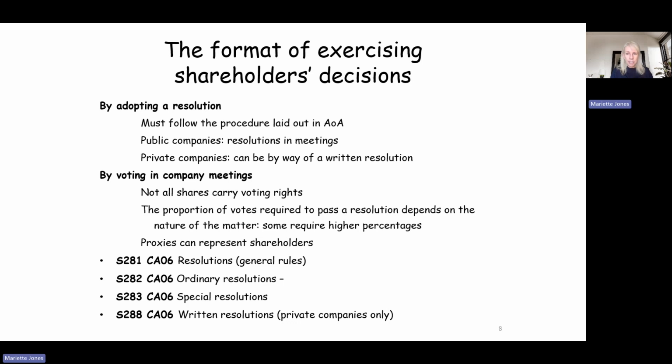There are different types of resolutions. Firstly, the ordinary resolution, which is formed from a simple majority. Then special resolutions, which require a 75% majority in favor. And then we also have, for instance, written resolutions, which we find for private companies only. Also note, not all shares carry voting rights, and shareholders can appoint proxies to vote on their behalf. Key statutory provisions include sections 281 to 288 of the Companies Act 2006.